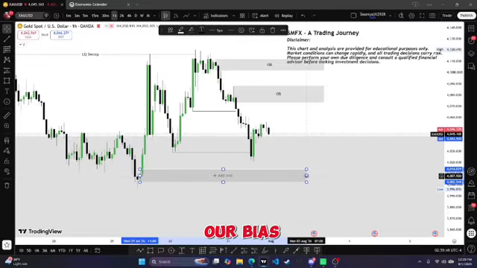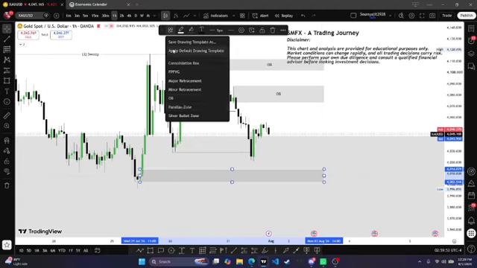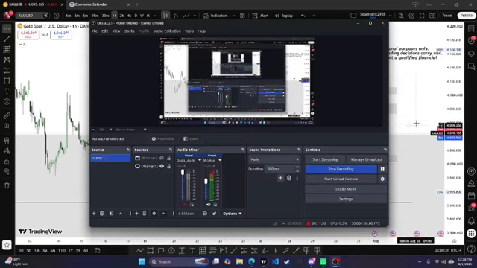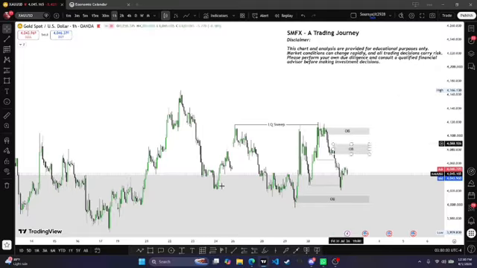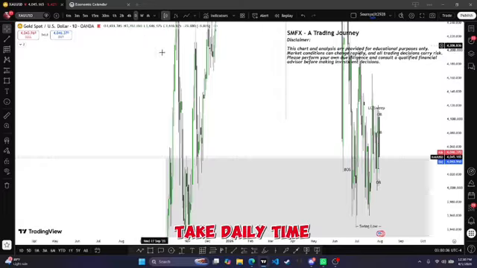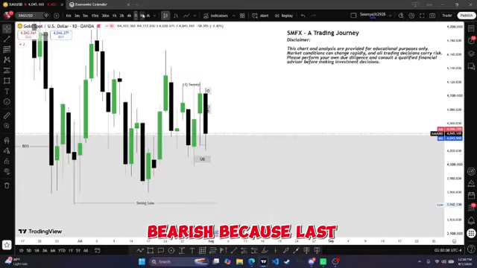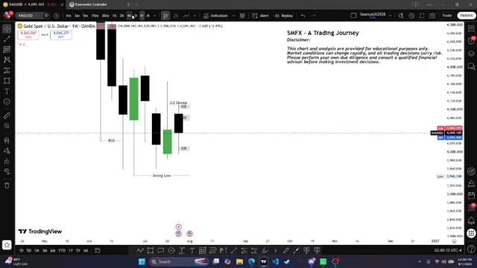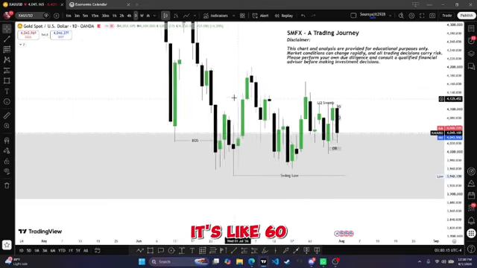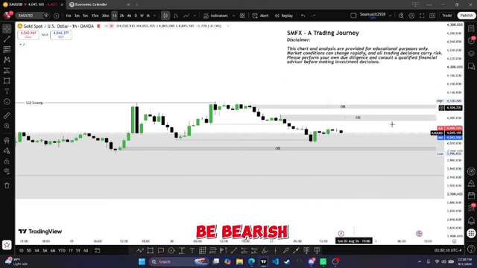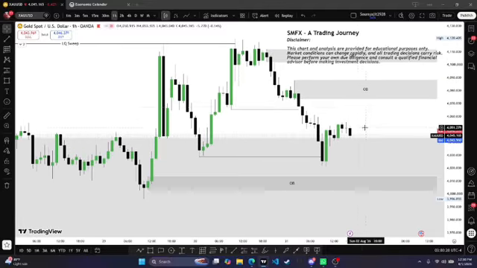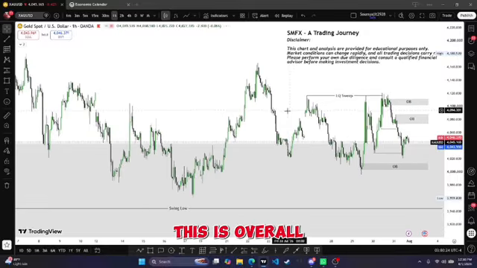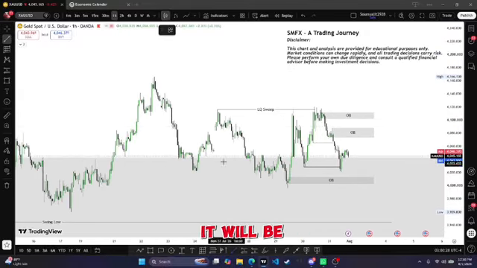Now the question comes, what is our bias? To be honest, there is no proper bias on gold as of now. But if we check the daily time frame, it should be bearish because last week closed bearish. We can assume it's a 60 to 70% chance that it can be bearish. Okay, so this is the overall picture, and if we mark structure, then it will be like this.